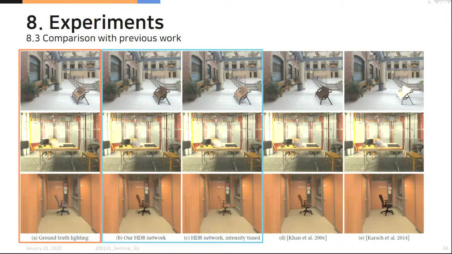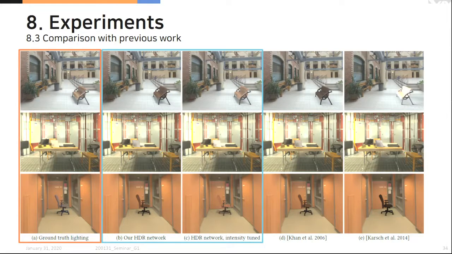In the experiment section, they also rendered using different methods to compare with their results. You see the left column, it's ground truth lighting with 3 different examples. And the second one is their HDR network results. And the third one is HDR network results, but they tuned the intensity to get a lighting condition suitable for their object material. And on the right, there are related works.